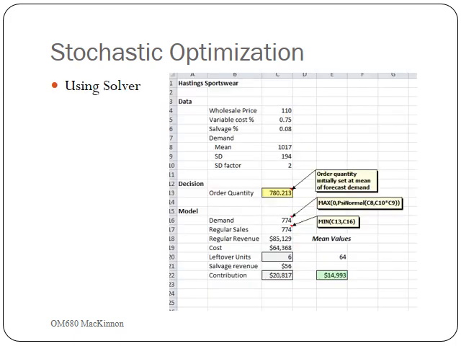So when we run the optimization using Solver, this is the result. The order quantity is about 780. You could round that up to 781. And our mean contribution is going to be about $15,000. Okay, so this is a little more straightforward and a little easier to do than doing a grid search.